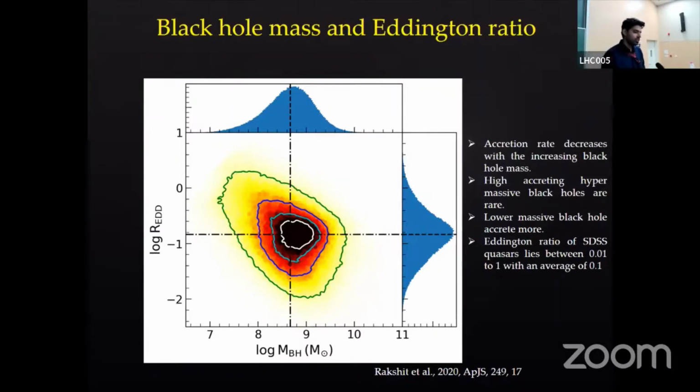So that means high accreting hypermassive black holes are rare in the universe. We are not finding black holes which are both high accreting and hypermassive. And we found that the low mass black holes are heavily accreting. We know that narrow line Seyfert type AGNs are accreting at a higher rate. The average Eddington ratio for these SDSS quasars lies between 0.01 and 1, with an average of 0.1.